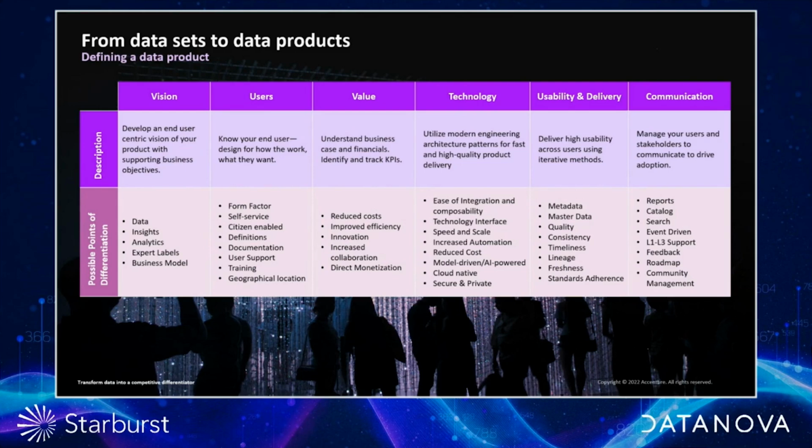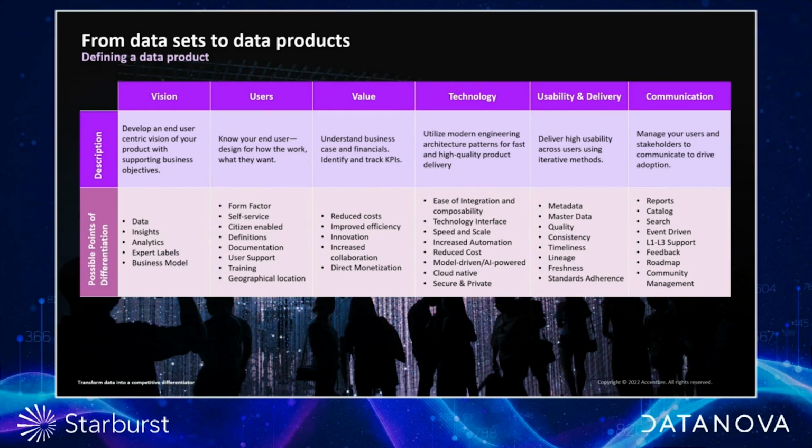The value. Again, being able to track your business value and your KPIs. And I did go over this a bit in the earlier section, but really thinking about is it reduced costs, improved efficiency, innovation, collaboration, monetization, being able to actually track this, again, with data itself. The technology, to really think about being able to compete even on the technology.